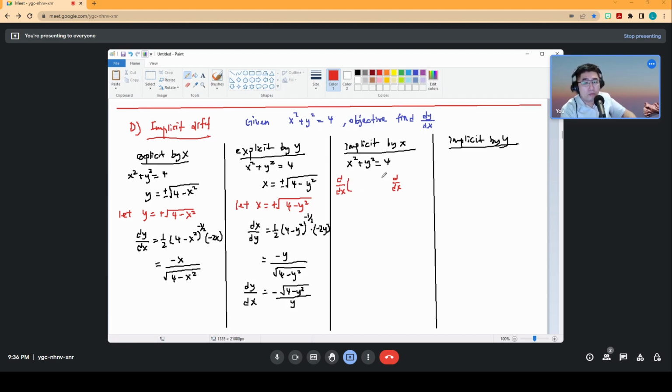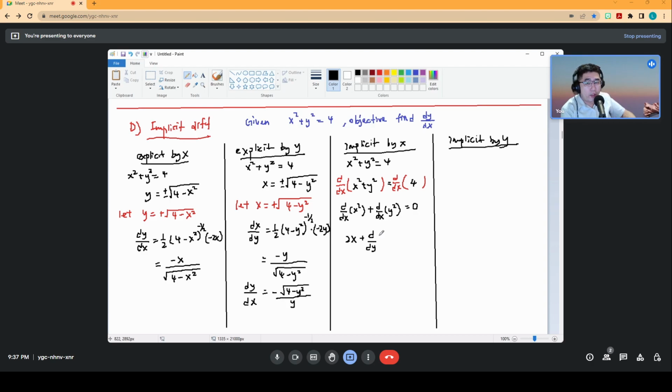So what do I get? For the left side, I have x squared plus y squared. According to the basic differentiation rule, I have d dx of x squared plus d dx of y squared, and I have a 0 here. For the first part, they are the same alphabet, x and x, so I can differentiate them just like usual. I have 2x. But for the second part, I have a different alphabet, x and y here. In order to tackle that, I need to do a chain rule.